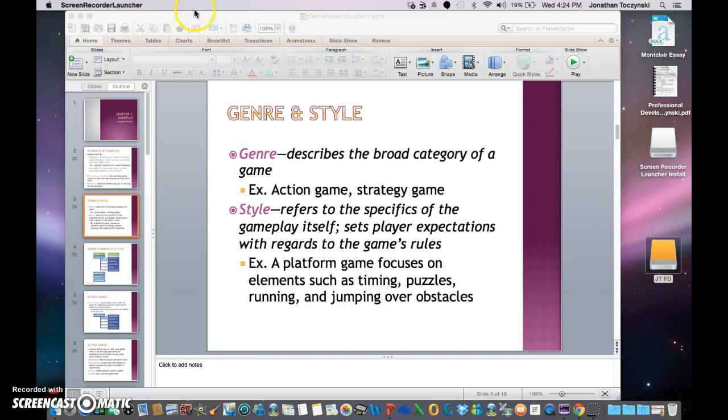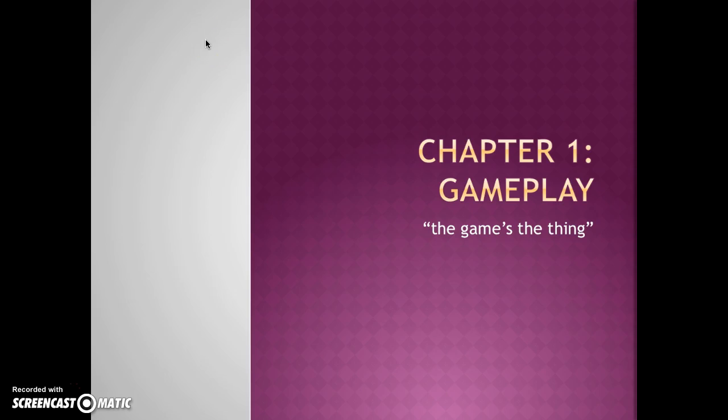Chapter 1 of video game design, we are talking about gameplay. We know nothing can kill a game more quickly and more completely than poor gameplay, and no matter what, nothing can save poor gameplay. So gameplay is the key component to video games.